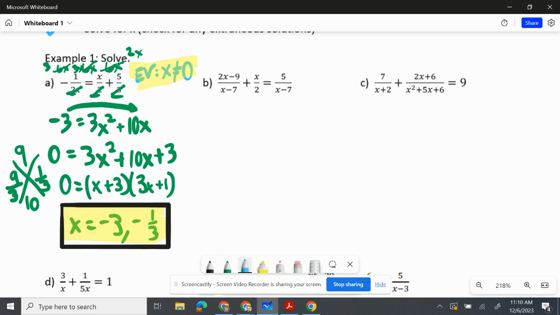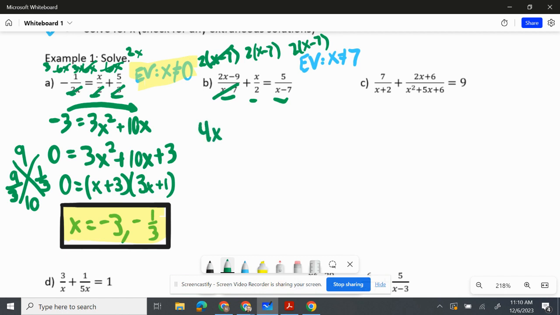So letter B. First thing we're going to do is look for our excluded values. So in this case, the excluded value is x cannot equal 7. Then I'm going to look for my common denominator, and I see that it would be 2 and x minus 7. So I'm going to multiply by 2 and x minus 7, and then 2 and x minus 7. The x minus 7's cancel. 2 times 2 gives me 4x. 2 times 9 gives me the 18.